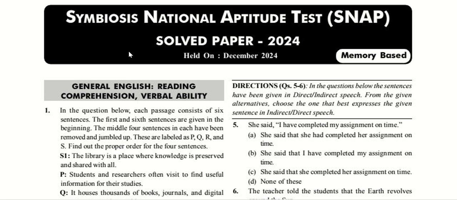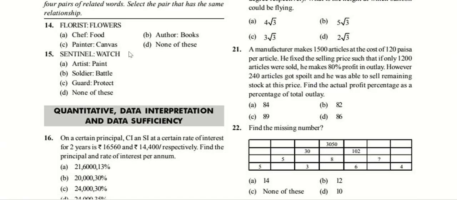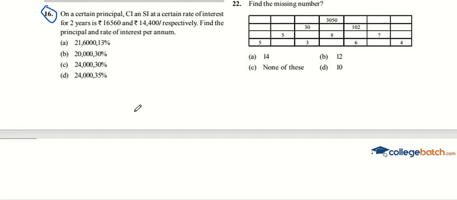So today we are going to solve the SNAP Symbiosis National Aptitude Test 2024 paper which was held in December 2024. As you know, we have been solving the paper by Ex-NIBM and CMAT 2021 topper himself from question number 16 onward, and we are solving with some basic tricks with which you can solve a question within 10 seconds if you use my tricks that I told you in our previous video.